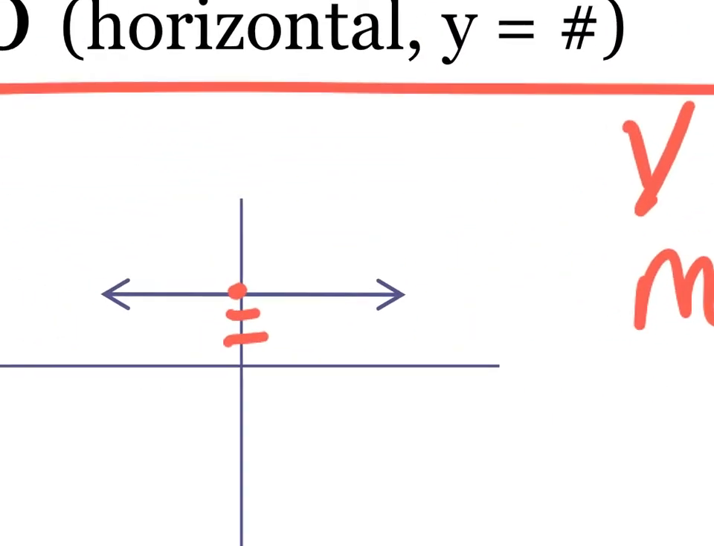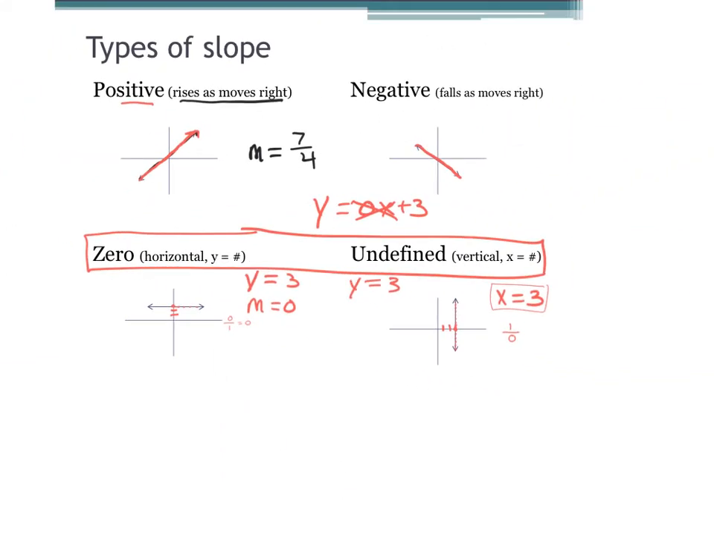Whereas this one, when I did it, I can go right 1 and up 0. Up 0, right 1. Up 0, right 1. Up 0, which when I work that out, 0 over anything becomes 0. So that's the reason why 1 is 0 and 1 is undefined. If 0 is in the denominator, that is undefined. We can't calculate that.